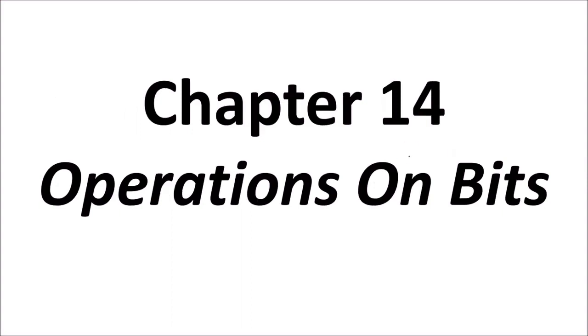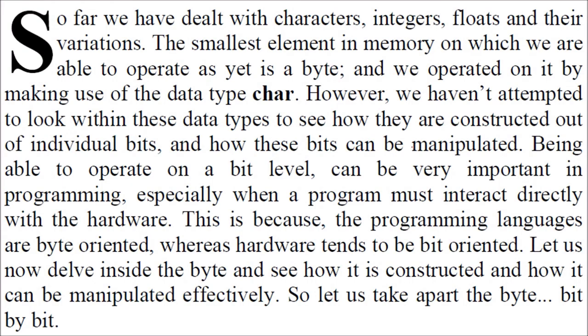This is chapter number 14, Operations on Bits. We have dealt with characters, integers, the floats and certain variations. And the smallest element in the memory is basically the bit, but the memory content is termed in terms of byte. We have already done it because we were handling the char. We were taking char into our program.